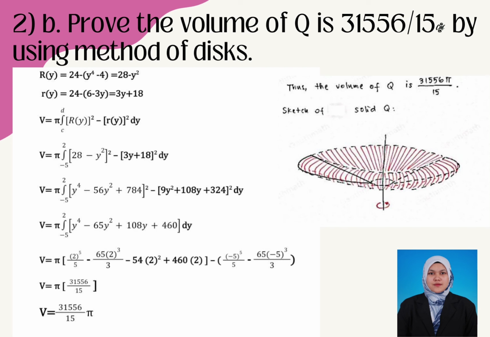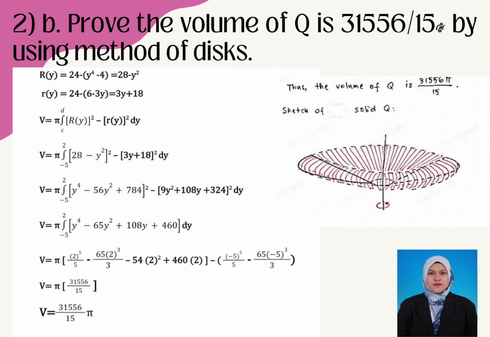First thing, you have to know the formula for this method. So the formula you can see in the poster. Okay, we have a equal to −5 and b equal to 2. In the formula, you can get R(y) equal to 24 − (y⁴ − 4) equal to 28 − y². Next, you can get r(y) equal to 24 − (6 − 3y) equal to 3y + 18.